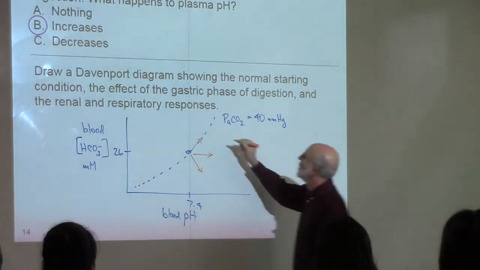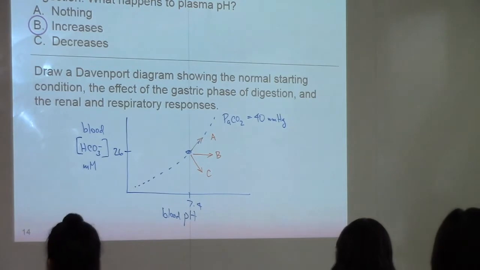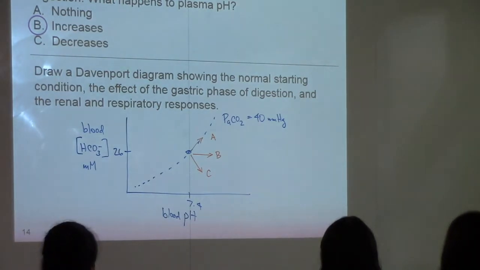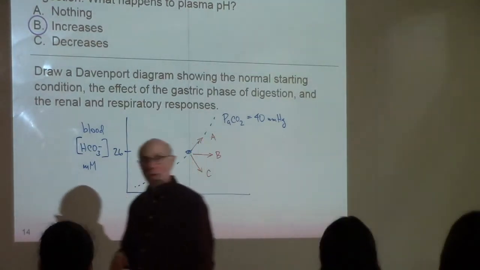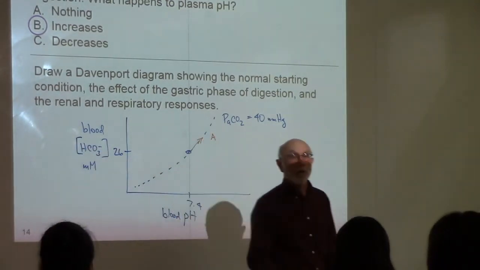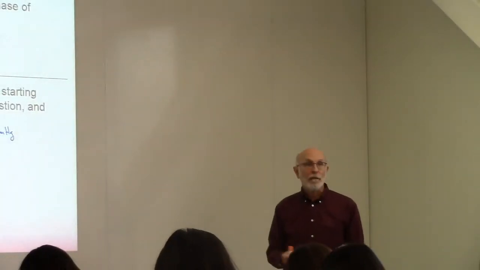Okay, let's do this as a clicker. A, B, C. Because it's alkalosis, we already know that the pH increases, but now which of these is the correct answer to describe the alkalosis that happens during the gastric phase of digestion? Before any compensation. Right, so most of you are getting it all right. We are breathing normally, so we're still on the normal curve. So this is metabolic alkalosis during the gastric phase of digestion.